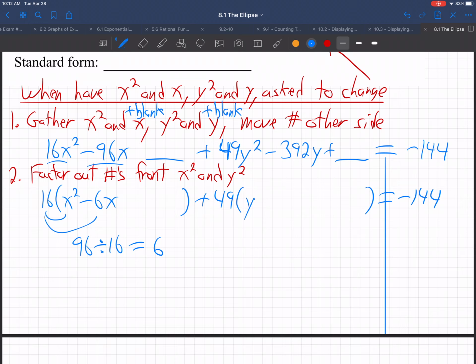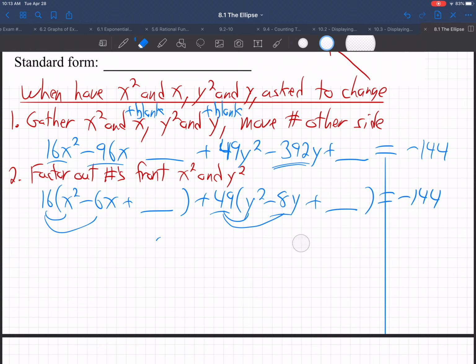Over here, 49 times, and of course we still have a blank here, 49y squared, and then 49 times what will go back to minus 392? Use your calculator: 392 divided by 49. I'm getting 8. So this has got to be minus 8y, right? 49 times minus 8y will go back to minus 392, plus a blank. So we factored out the numbers in front of x squared and y squared. Let's get rid of all this.